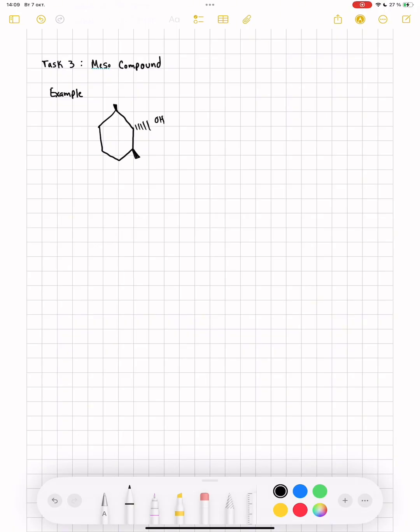So, this is a meso compound because there are 2 or more chiral centers and it has a plane of symmetry. This makes it achiral. That's just a simple definition of a meso compound. So there must be chiral centers and there has to be a plane of symmetry.